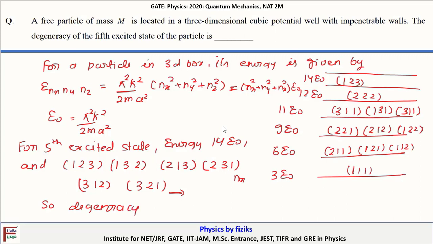Degeneracy in the fifth excited state is 6.